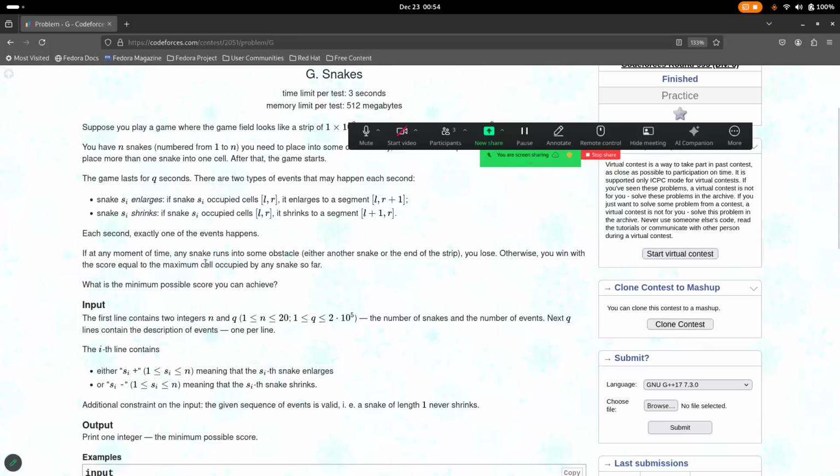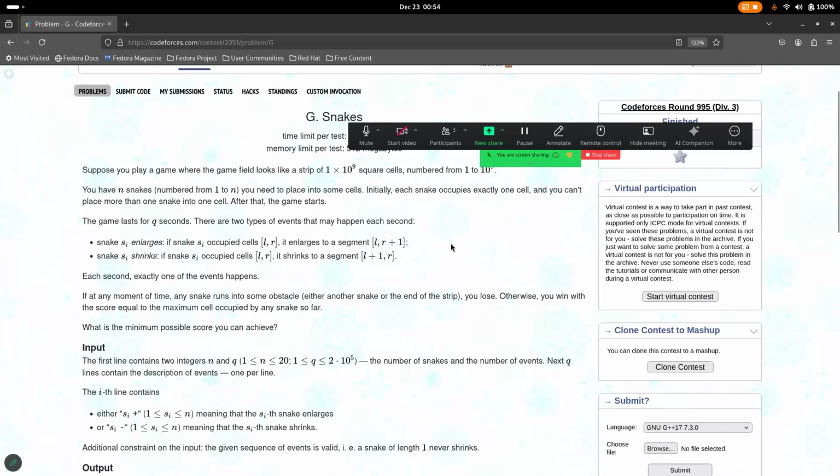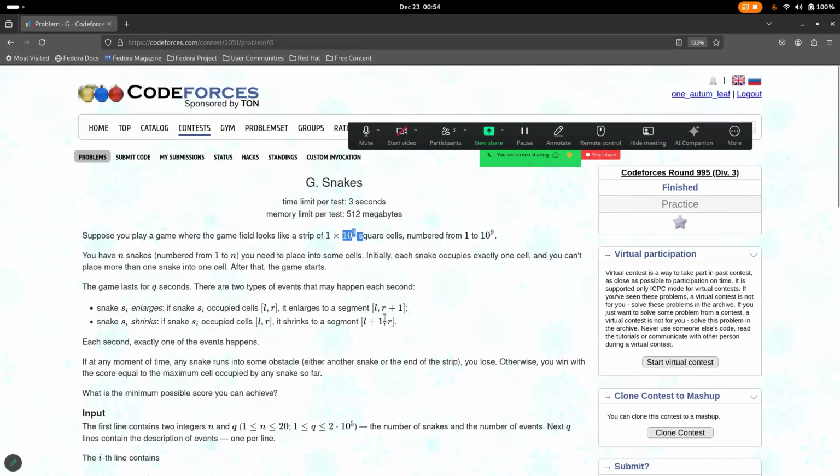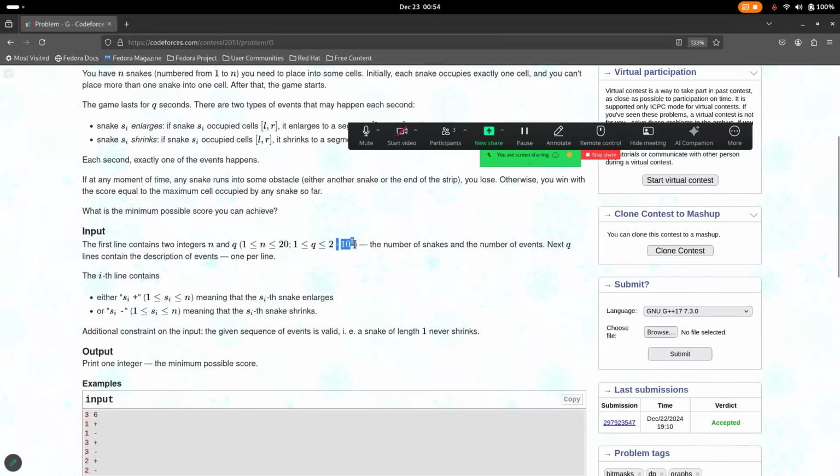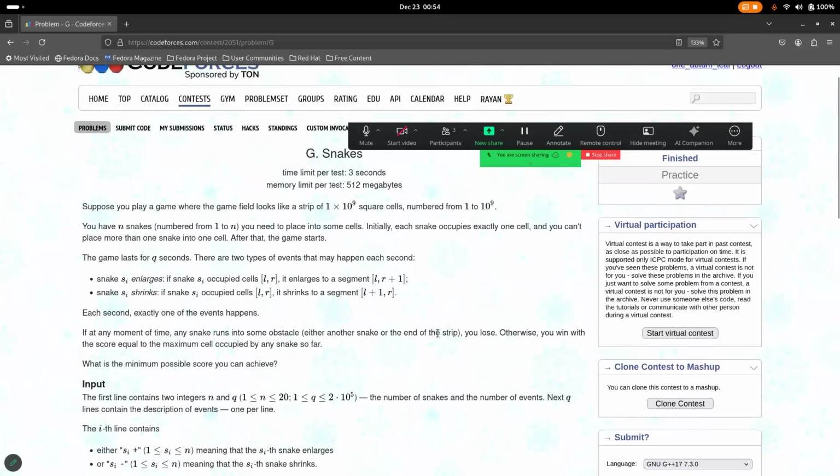And what we're given is if any snake runs into an obstacle, so an obstacle is either another snake, like you had one snake and it's expanding and it crashes into another cell, like it reaches a cell where there's already one more snake, or you reach the end of the strip, which won't really happen because there's 10 raised power 9 and you're doing at most 10 power 5 operations. So not really to be considered, just for the sake of completeness. You'll lose if either of these things happen.